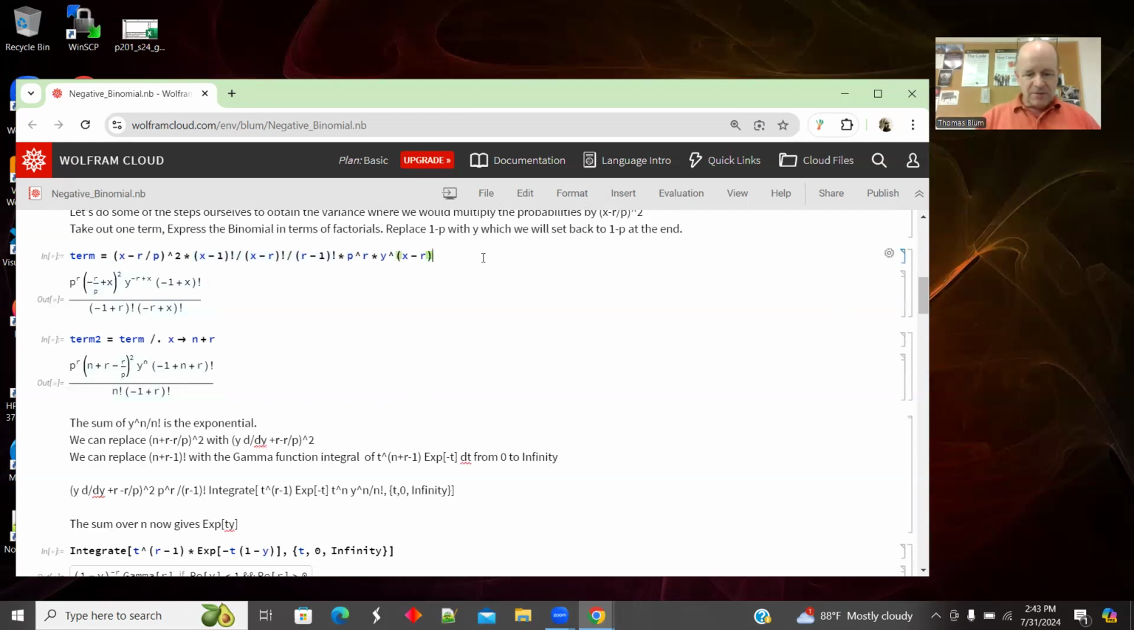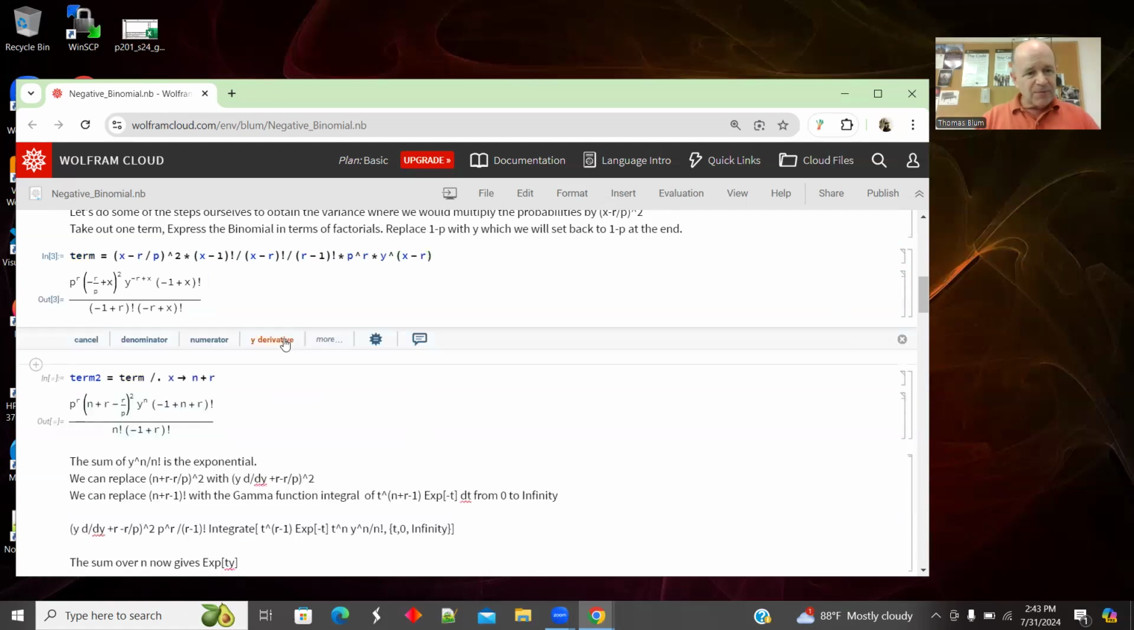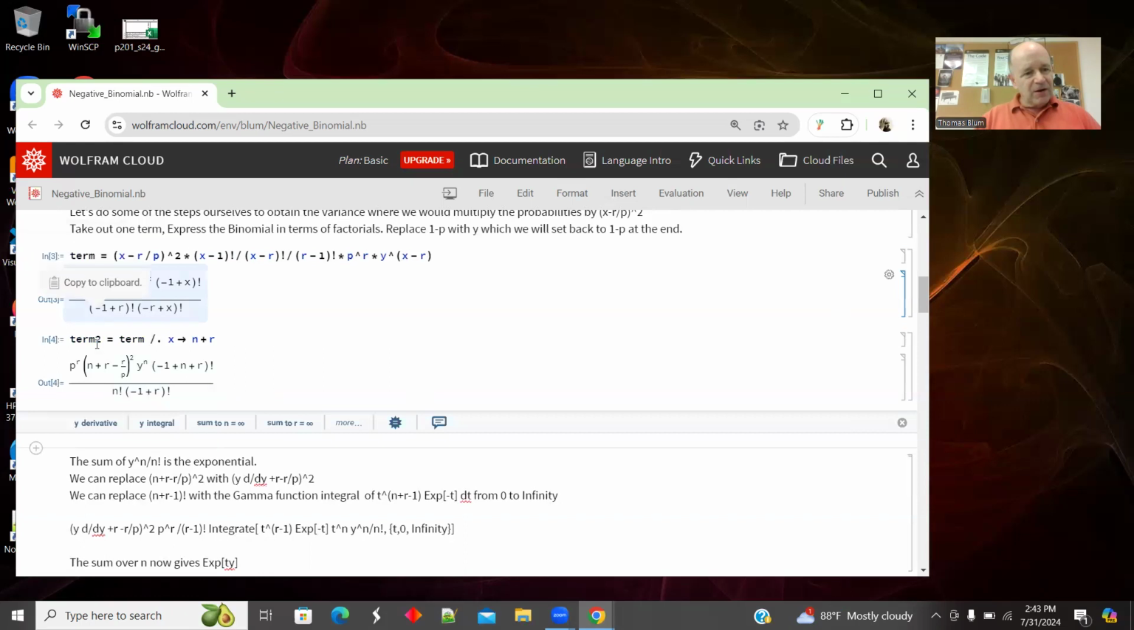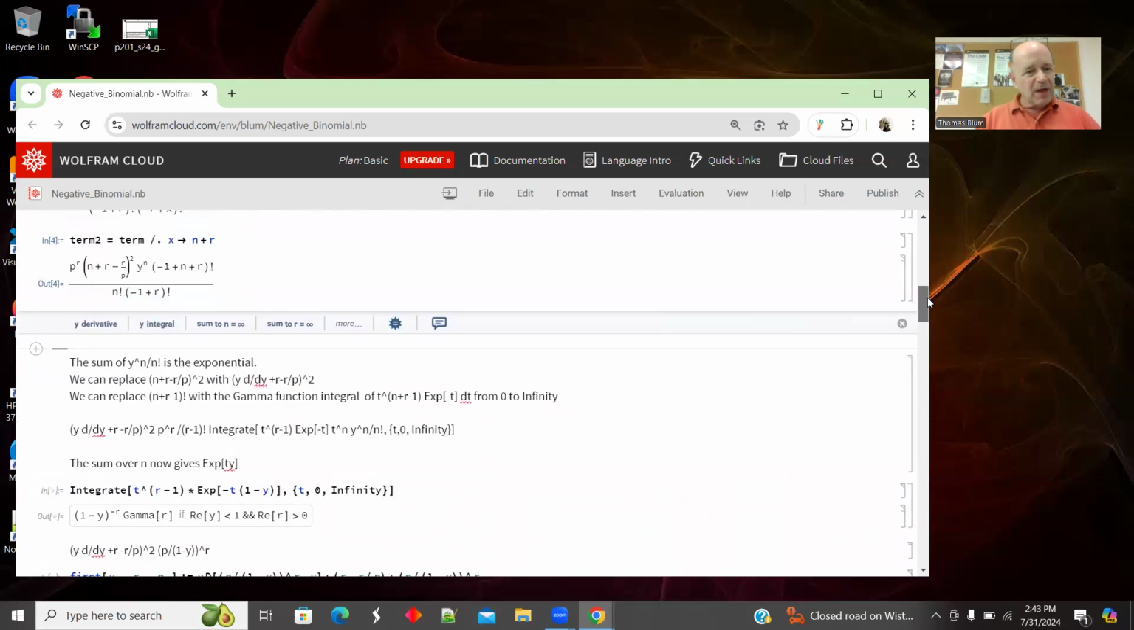It didn't affect the p to the r. The x became n plus r. The y is now raised to n, so that simplified. This became a little more complicated, n plus r minus 1 factorial. This just became n factorial. This became r minus 1 factorial. Okay, so that is just a change in variable.